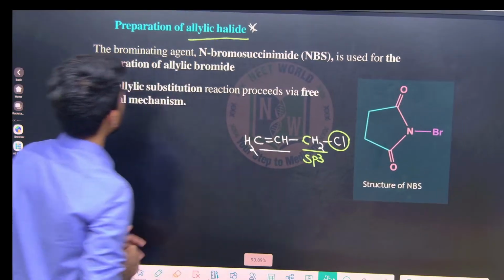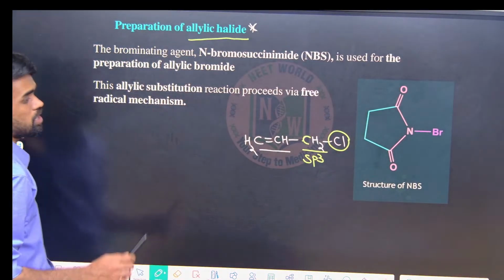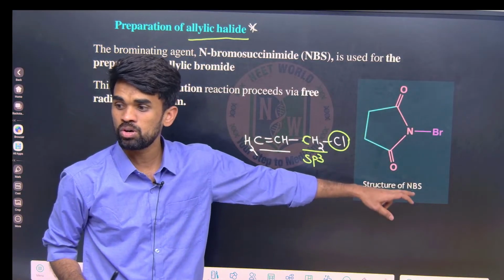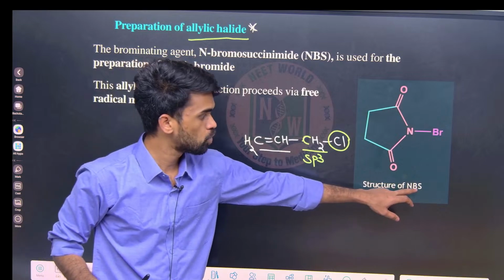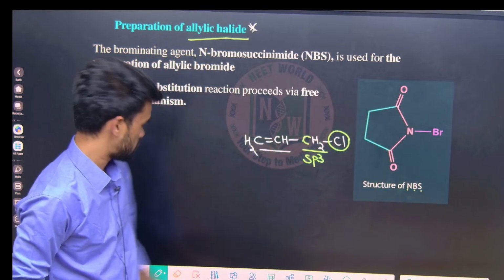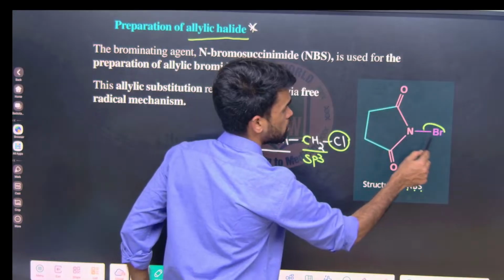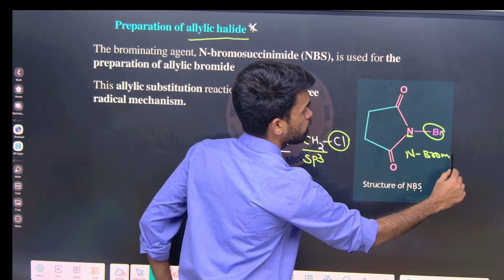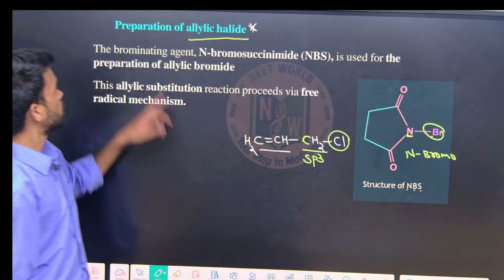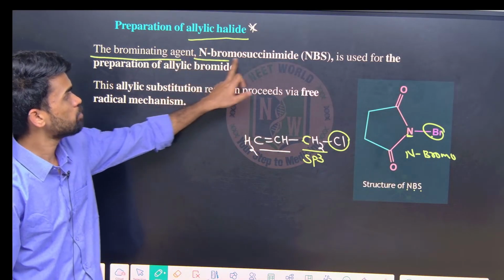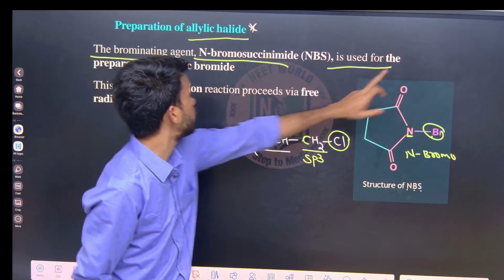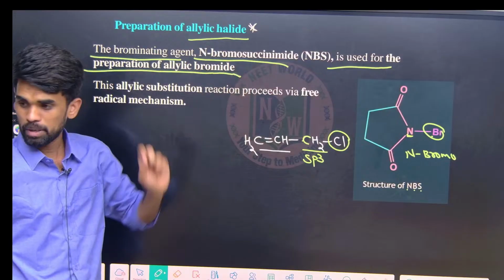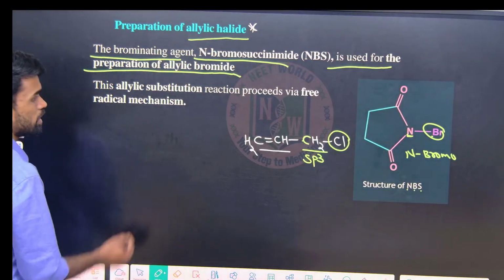Very easy. Just see here. There is something called a brominating agent, and the name of that compound is NBS, N-bromosuccinimide. This is the structure. See, on nitrogen we have bromine, that's why N-bromo. So here I have mentioned brominating agent. N-bromosuccinimide is used for preparation of allylic bromides. For what purpose are we using it? Preparation of allylic bromide.